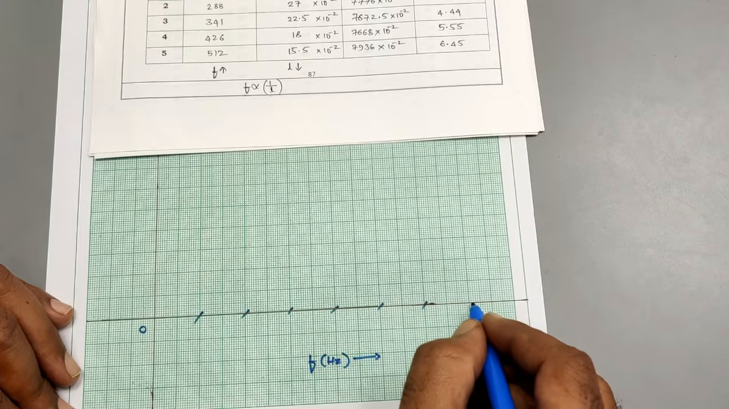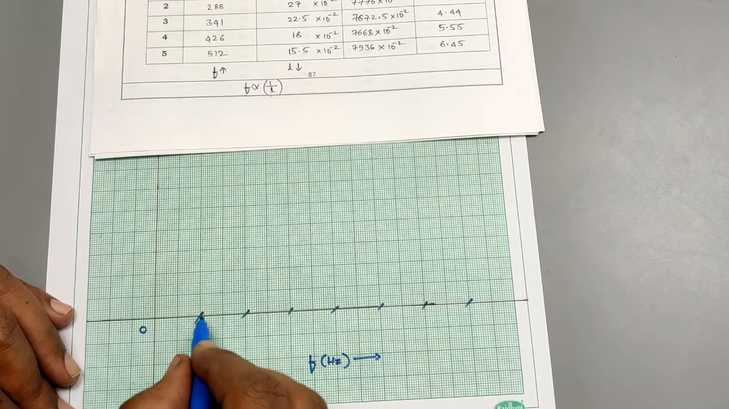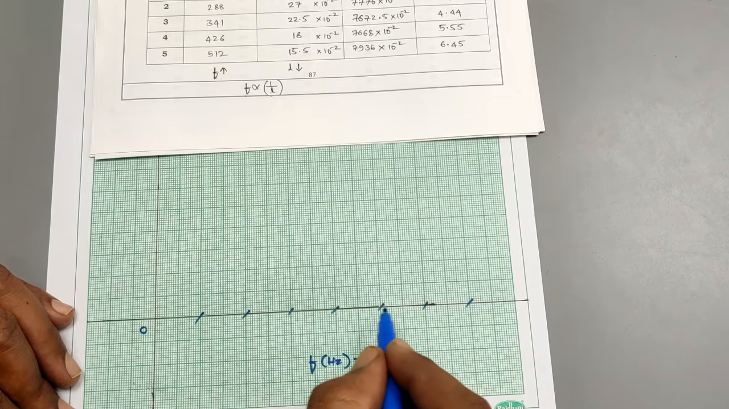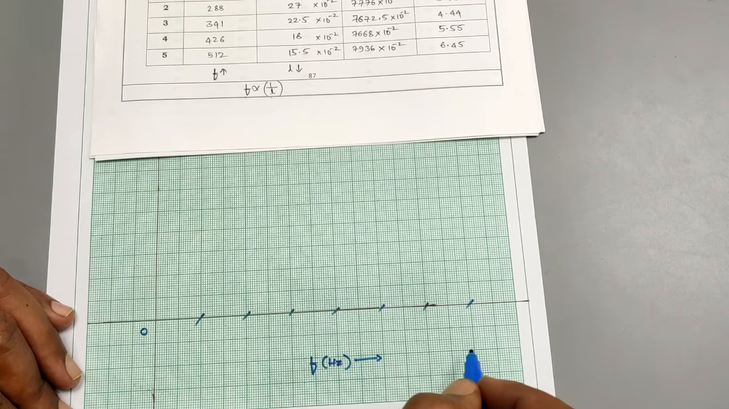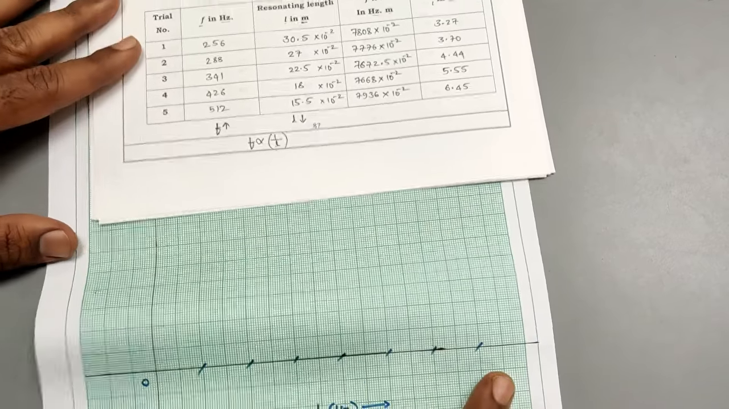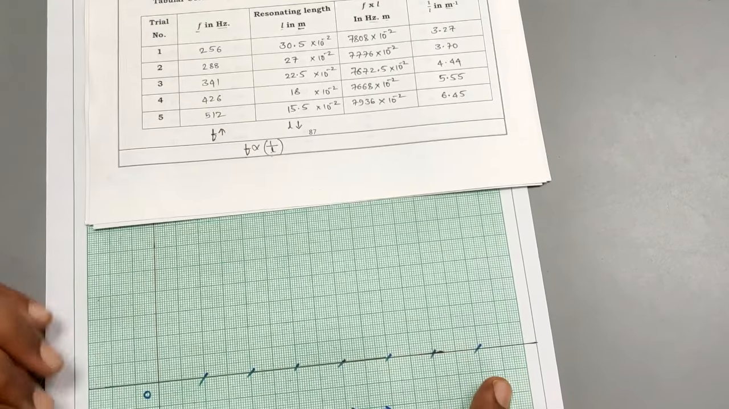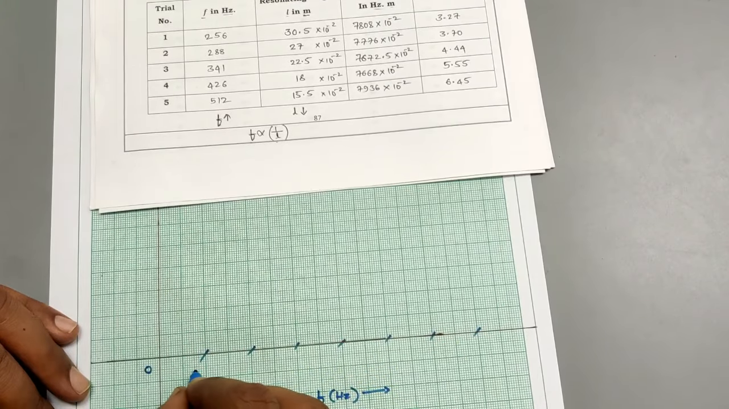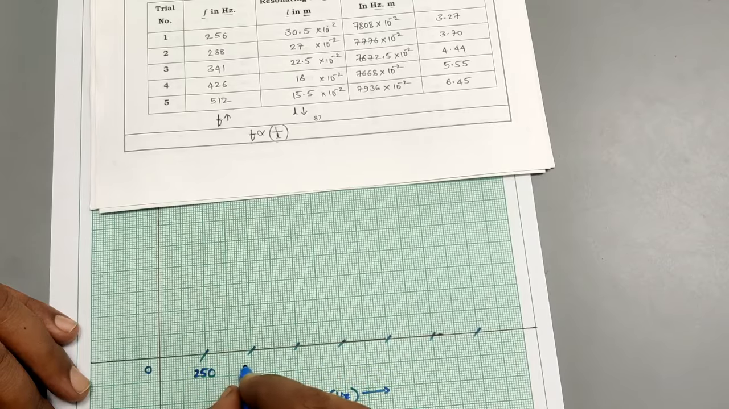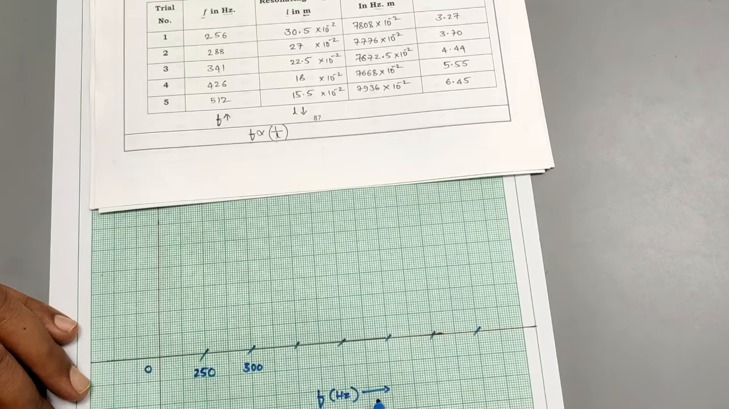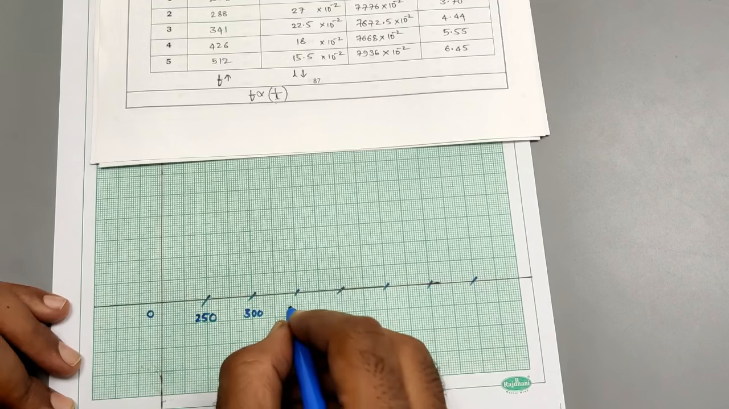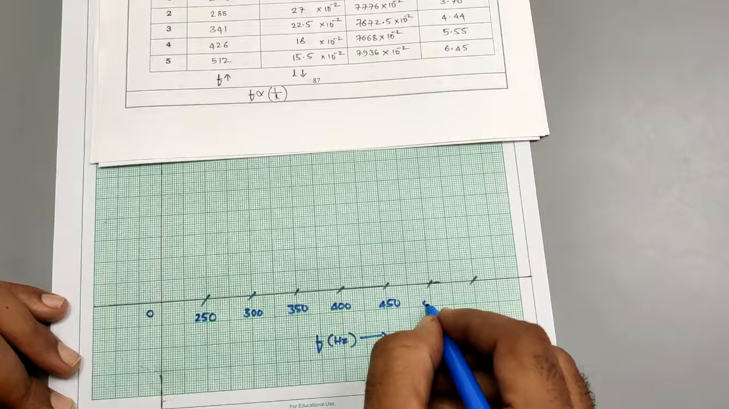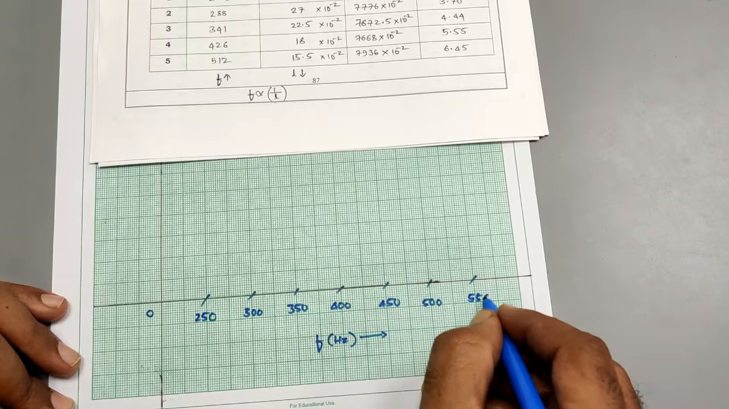Okay, 512 will not fit here. So what we'll do, we'll take it from 250 only. So this is 250, this is 300, 350, 400, 450, 500, 550. Like this we will take, right. You have to decide depending on the values of your observation. All the values from minimum to maximum should appear here. This is 250 and then we'll go on increasing by 50 hertz for each trial. So 250, 300, 350, 400, 450, 500, 550. You should take it like this.